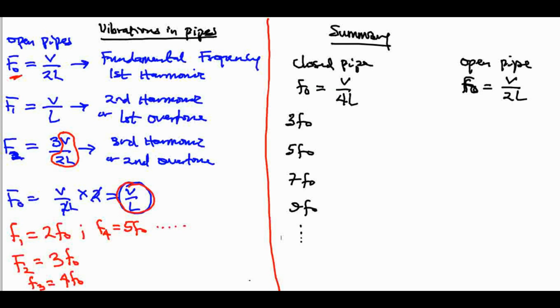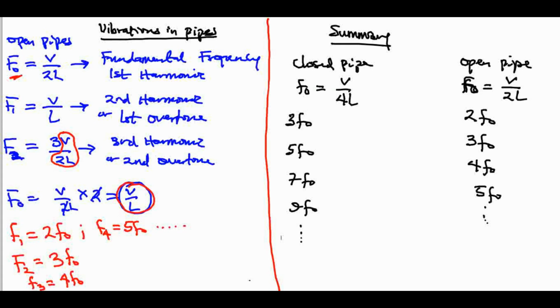Whereas when it is an open pipe, after the fundamental, the next thing we're going to have is 2F naught, and then 3F naught. As we keep going, we'll have 4F naught, 5F naught. So you see, for a closed pipe, we only have odd number multiples of the fundamental frequency, whereas for an open pipe, we have both odd and even number multiples of the fundamental frequency. So this is the third difference that we have between a closed pipe and an open pipe.